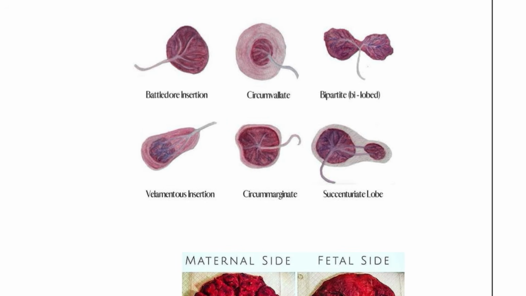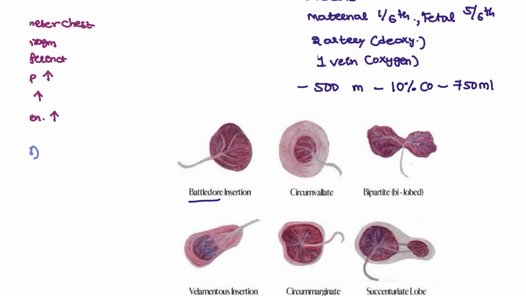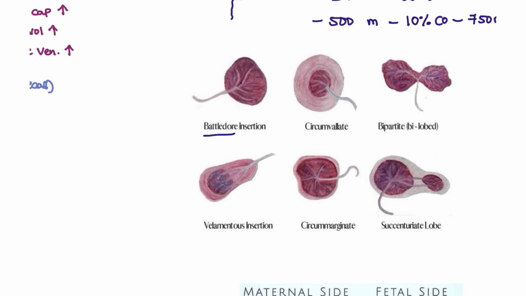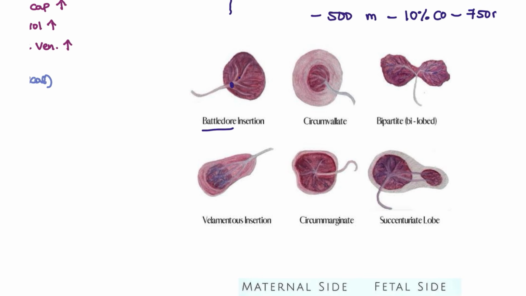And there are abnormalities. Battledore insertion means generally if there is a placenta, for example, let's say this is the placenta and there is a connection between these arteries, that is exactly at the middle point, but in the battledore it is at the corner. So this is a defect of the battledore.